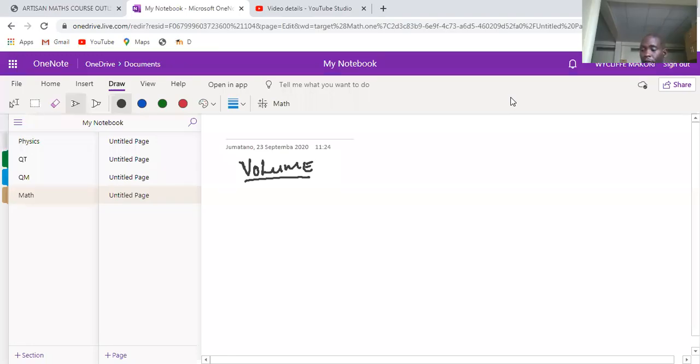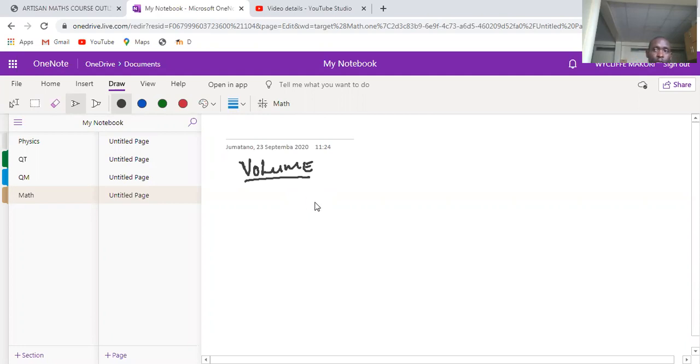Hi students, welcome to our today's class. Today's class will focus on a topic to do with volume. But first thing, we need to understand the meaning of this word or term volume.